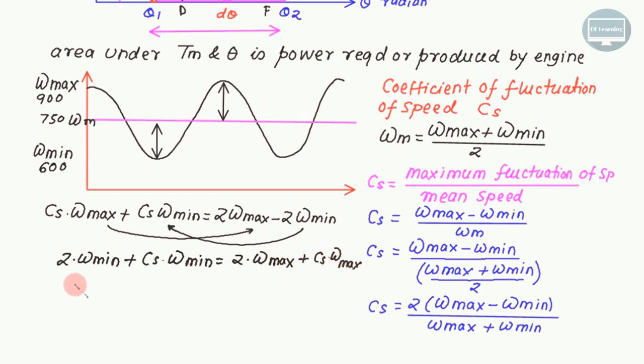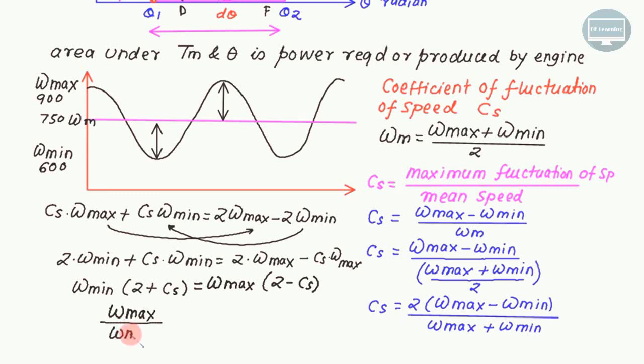So we can very well take omega minimum common from this side, which is equal to what? 2 plus CS. So we get omega minimum multiplied by 2 plus CS, and on this side we get omega max multiplied by 2 minus CS. So can we find the ratio of omega max by omega minimum? Omega max by omega minimum is always equal to 2 plus CS upon 2 minus CS.